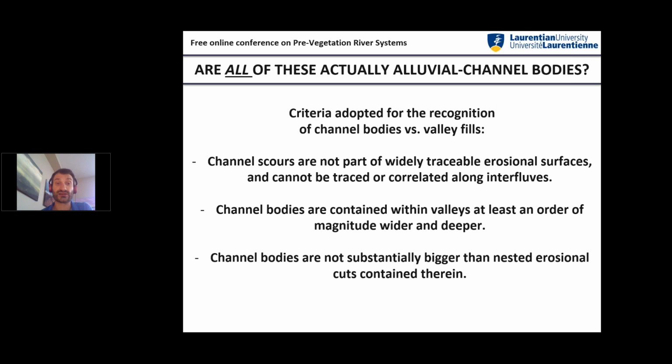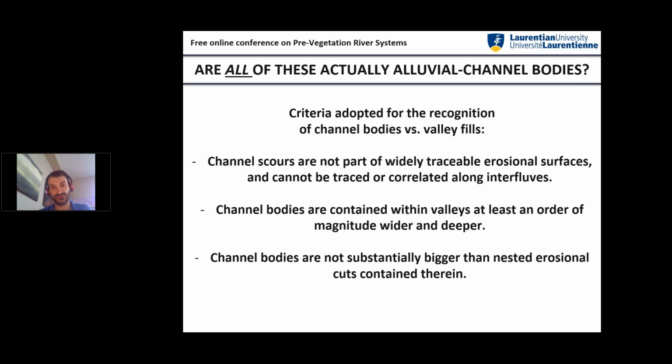Channel bodies are actually contained within much larger erosional surfaces that were interpreted as the actual floor of incised valleys. And the third criterion: channel bodies are not substantially bigger than the nested erosional surfaces that are observed within them, and possibly related to bar accretion and reactivation.